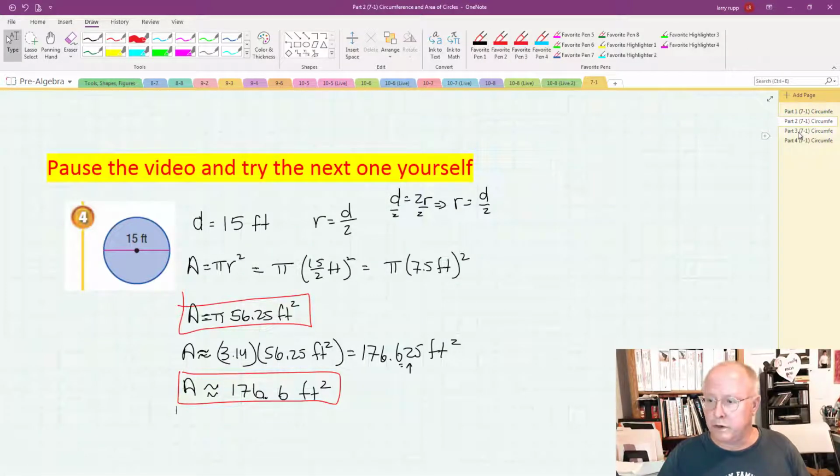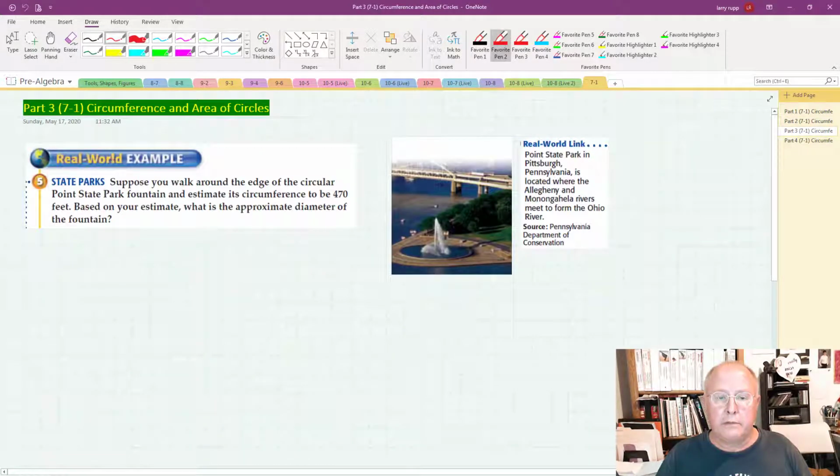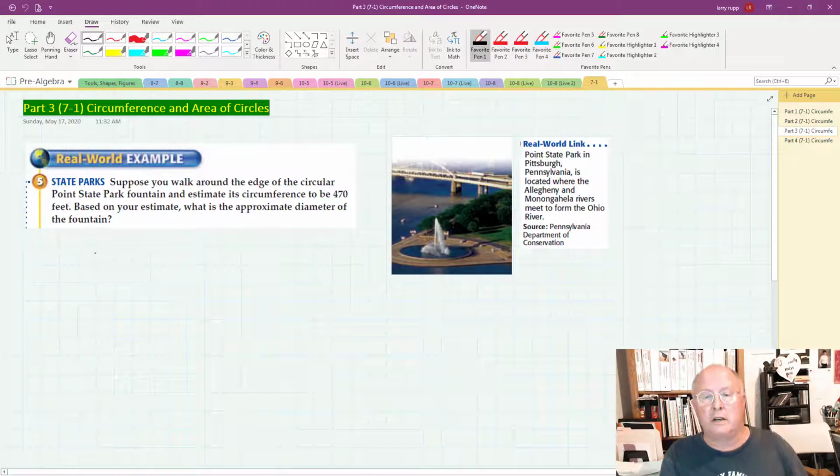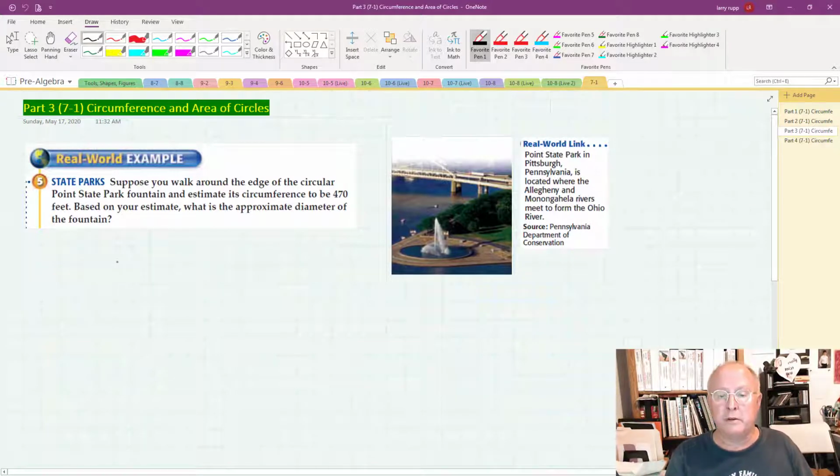Okay, moving on. We have a real-world example now. And all that means really is just that instead of a made-up question, we're using something that actually exists. All right, so state parks. Suppose you walk around the edge of this circular Point State Park fountain. All right, an estimated circumference to be 470 feet. So based on your estimate here, what's the approximate diameter of the fountain?